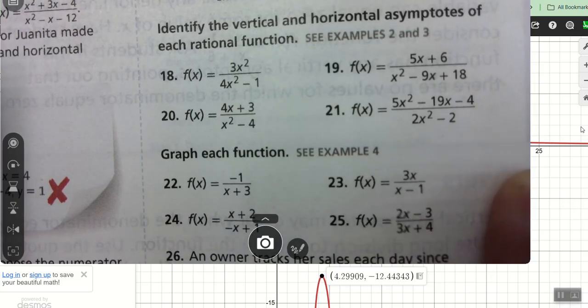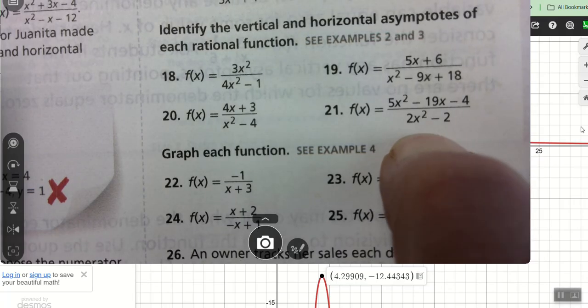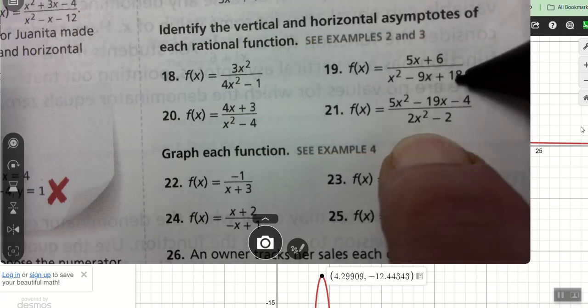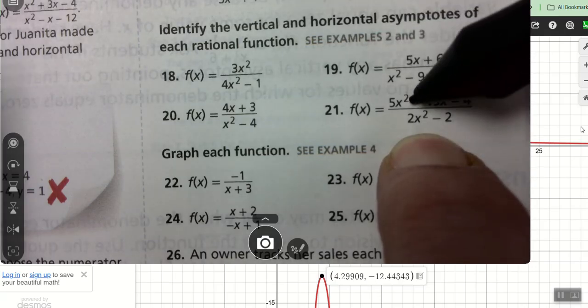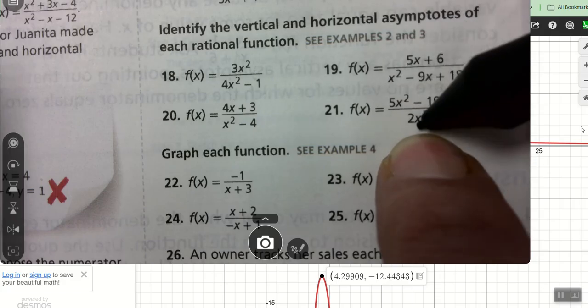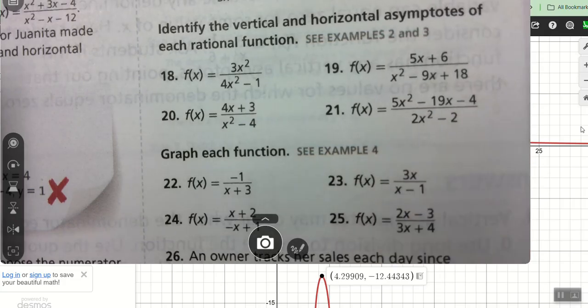On 21, your vertical asymptotes are going to happen at plus or minus 1. Your horizontal asymptote is going to occur at y equals 5/2. Notice, I'm not reading the answers, just so you know. I'm doing these in my head because what's the degree of the top? X squared, 2. And the degree of the bottom? 2 again. And if they're equal, it's just the ratio of this over this. Y equals 5/2. Done.